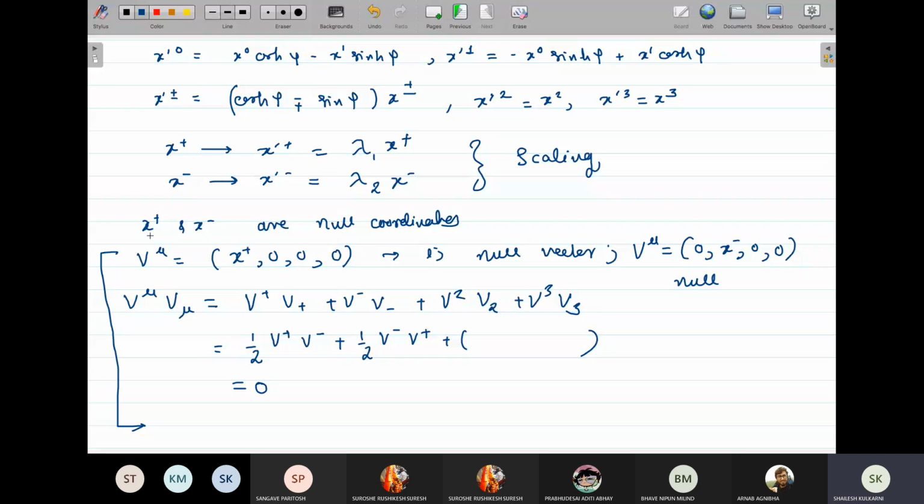So this basically represents null vectors taken as a vector. And this is what this tells us: I have null vectors, they go on the light cone. And under Lorentz transformation, they will at most be scaled. So under Lorentz transformation, let me go to the next page.